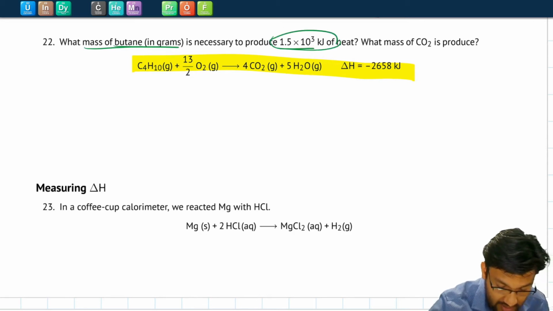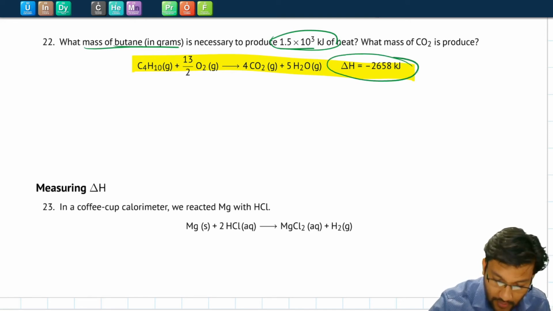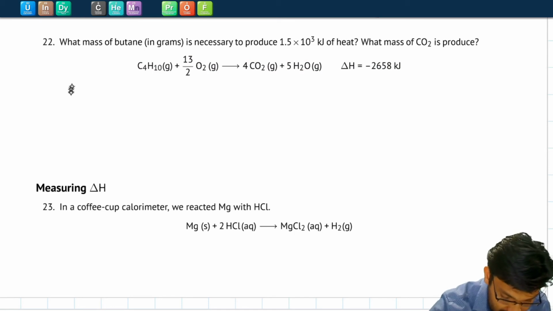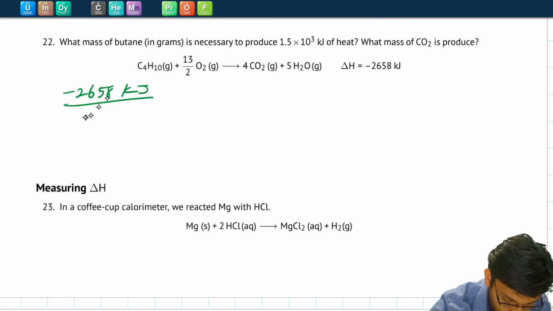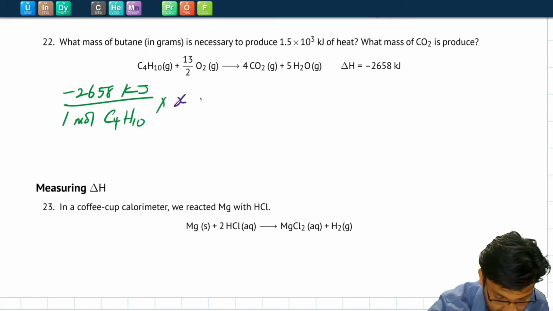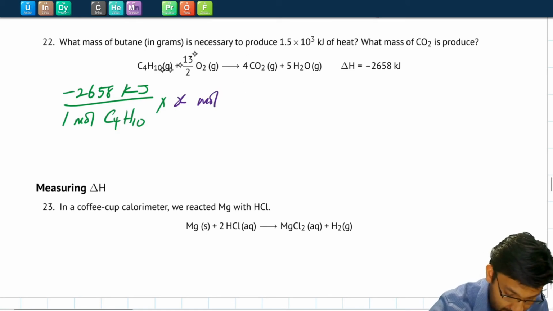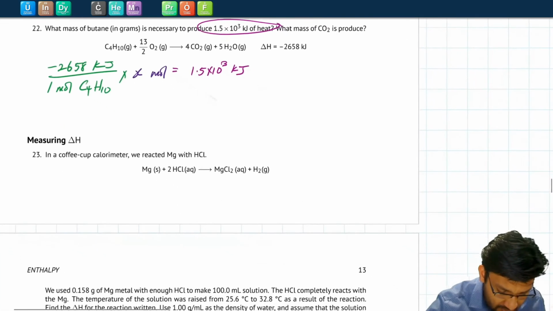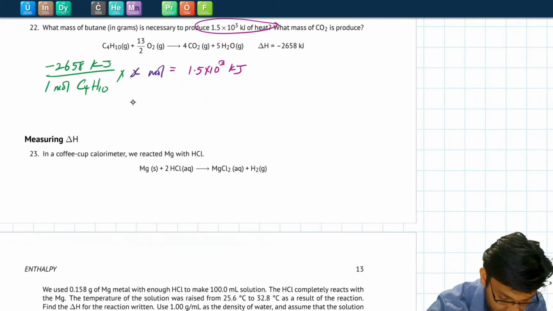So let's write the expression in terms of butane. This delta H, minus 2658 kilojoules, is for 1 mole of butane. And when we multiply that by the number of moles of butane that we actually burn, which we don't know yet, we will get this amount of heat. So we'll get 1.5 times 10 to the third kilojoules of heat. So let's figure out how many moles of butane we probably burn.